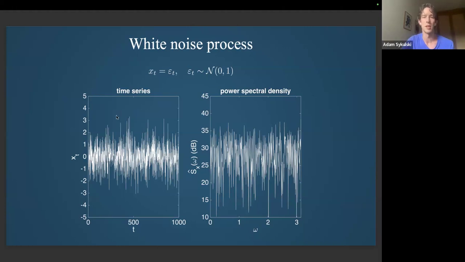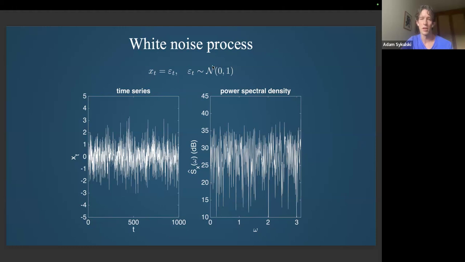So x_t is just some epsilon_t, where epsilon_t, for example, comes from a normal distribution. So here we just have a classic white noise. I've plotted it in white over time. And here the power spectral density also just looks flat. That's one of the reasons it's called white noise, because it has a flat spectrum, like the electromagnetic spectrum of white color, in case you were curious.